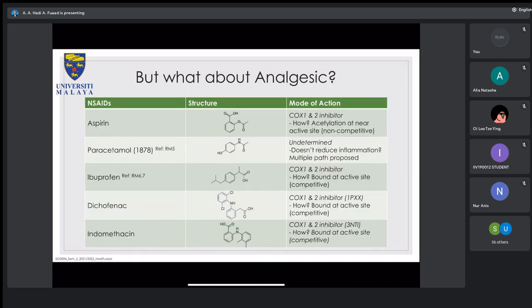Nonetheless, I did mention the other NSAIDs, and I've dug out as much information as I can, and these are all the modes of action that were reported. So aspirin can actually inhibit both COX-1 and COX-2, not just COX-1, through acetylation near the active site, as I previously mentioned in the previous slide.